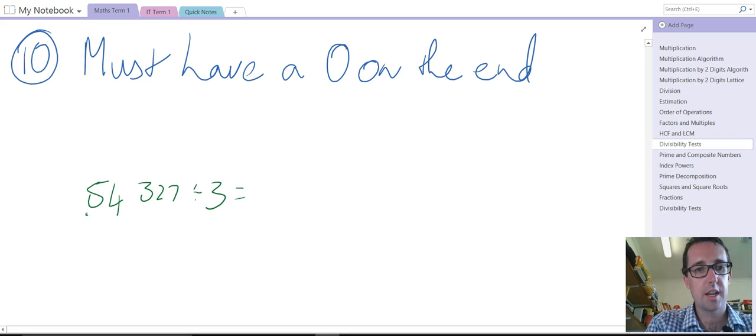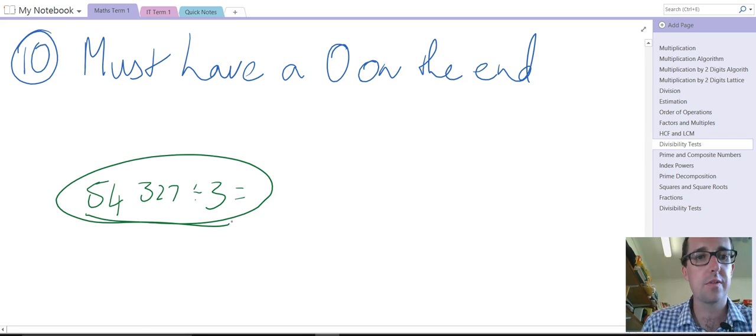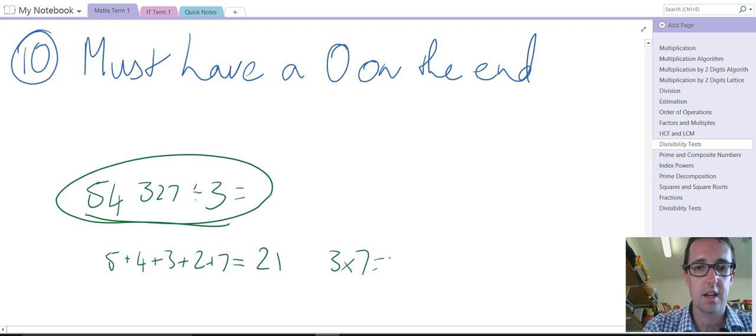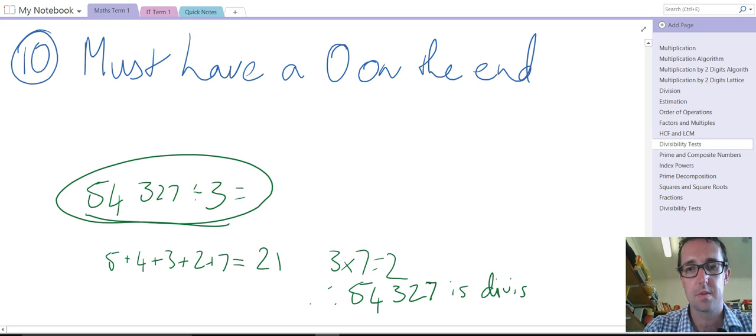So let's have a look at an example of this in action. Is 54,327 divisible by 3? Well, what I would do is 5 plus 4 plus 3 plus 2 plus 7. That equals 21. Now 21, 3 sevens are 21. Therefore, 54,327 is divisible by 3.